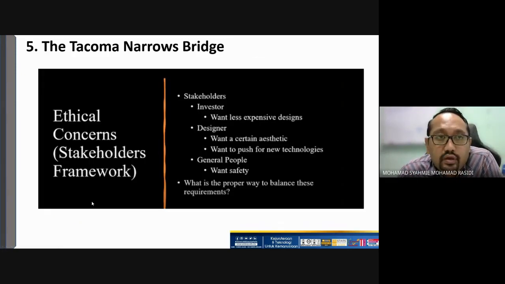Okay, first, regarding the Tacoma Narrows Bridge. The ethical concern is the stakeholder framework. Stakeholders: the investor wants a less expensive design. Meanwhile, the designer wants a certain aesthetic design, so they want to push for new technologies. What the people want is safety in using the bridge. So what is the proper way to balance these requirements? As an engineer, what will you do to gather all these things and decide which one is most important, which one is the priority?